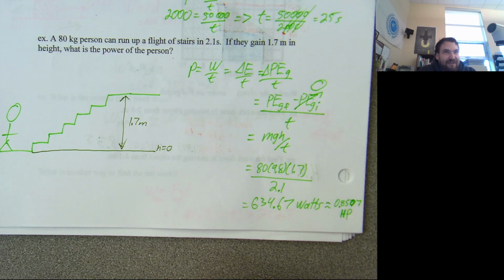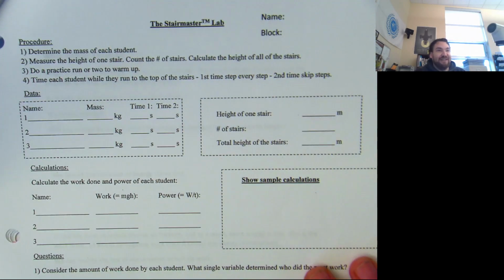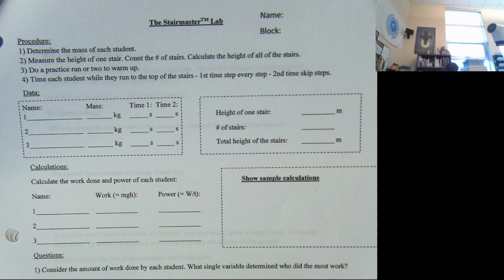You guys have 40 minutes. Your task, first, I want you to flip a couple pages to the Stairmaster Lab. Here's what you guys get to do. Y'all are going to find your horsepower. You're going to run some stairs.